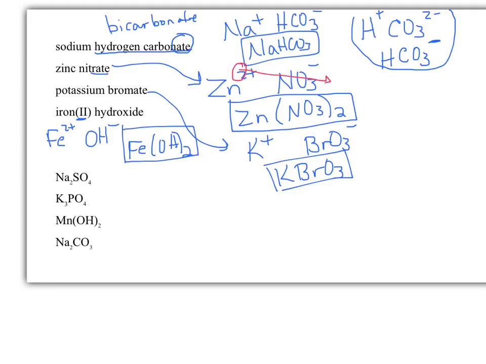Okay, next four we're going to take a look at naming. With the exception of the ammonium ion, the very first element listed is going to be our cation. The second part is our anion. Now where did this 2 come from? This 2 came from the charge of the sulfate. So the name of this compound is going to be sodium sulfate.